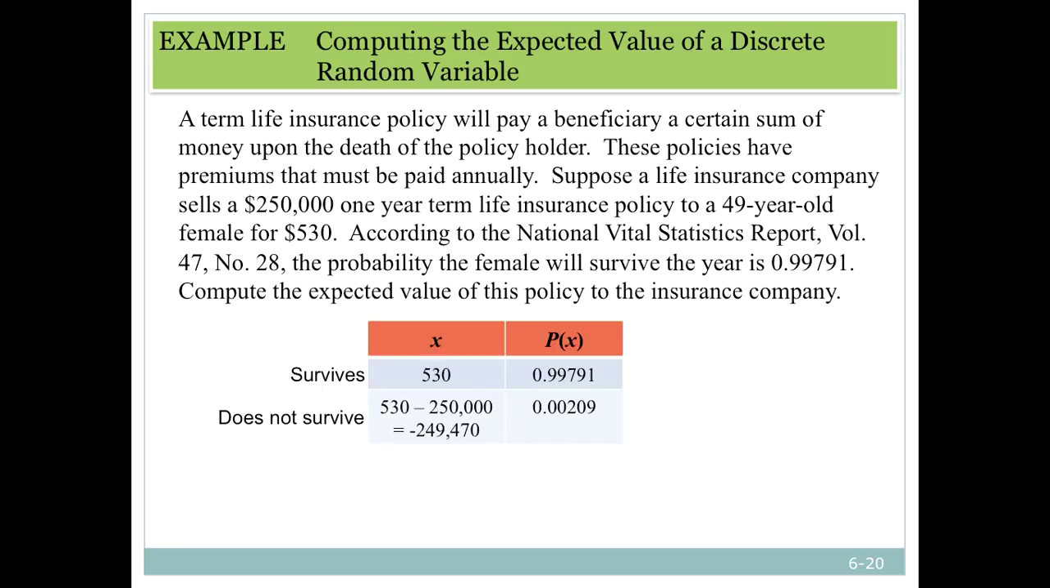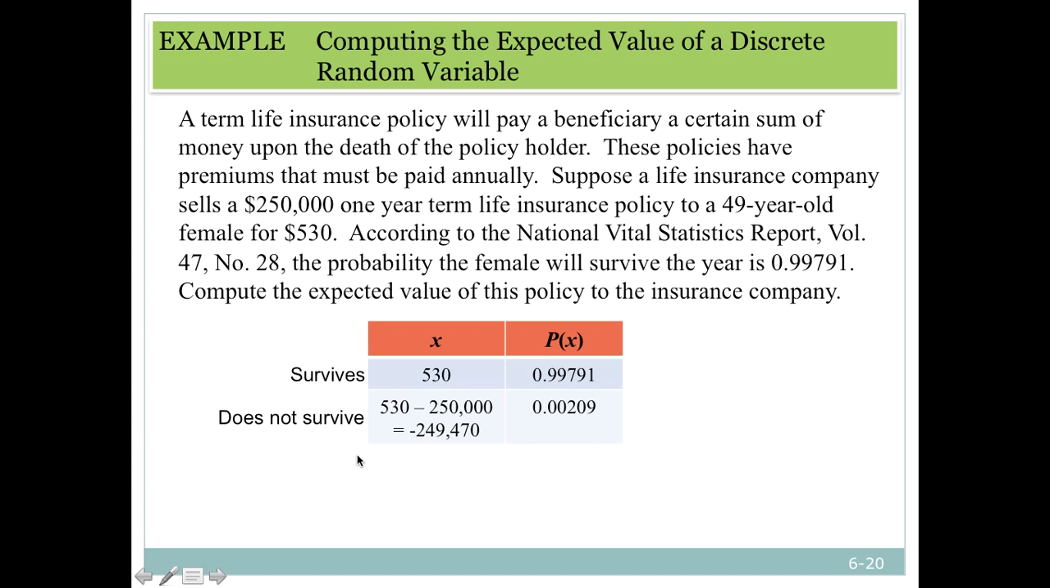So if we think about this in a table, the values for our random variable are contingent on whether the person survives or doesn't survive. If the person survives, then the life insurance company doesn't pay out any money, and really they ended up making $530 from that person. Now the probability that that is going to happen is 0.99791, or 99.791%, because we know that there's about a 99.8% chance that the person is going to survive the year.